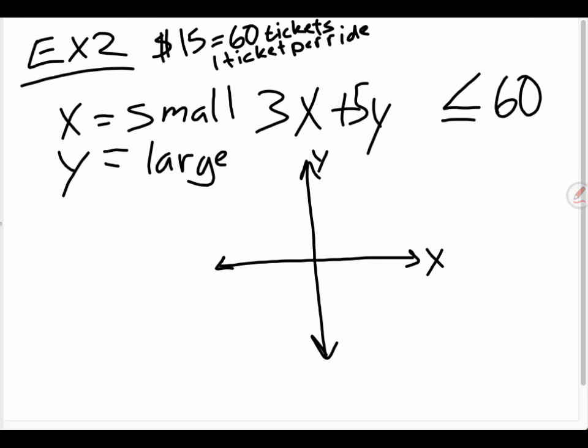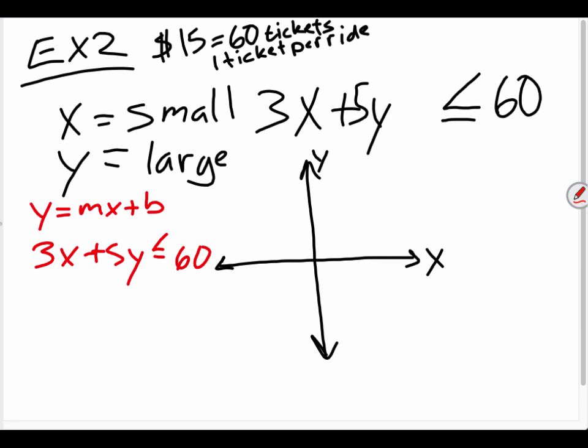To graph this, it's in standard form, but what do I want it in? I want it in slope-intercept form, y equals mx plus b. So I start with this, and then I solve. I'm going to subtract 3x from both sides. These cancel and I get 5y is less than or equal to 60.